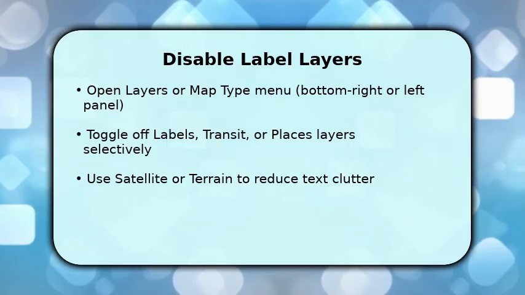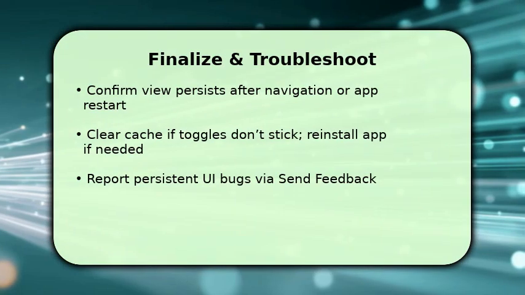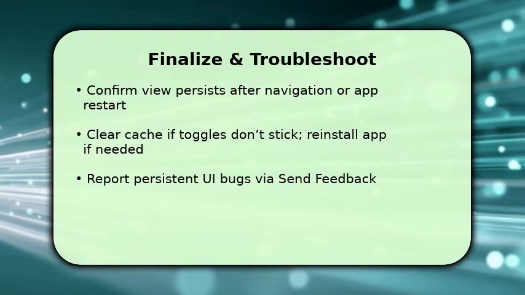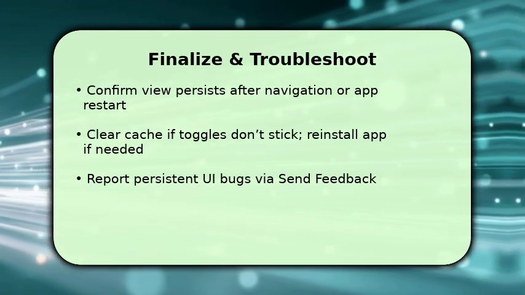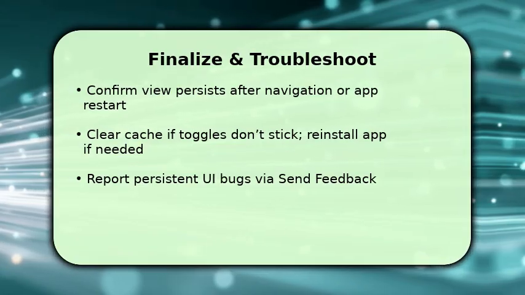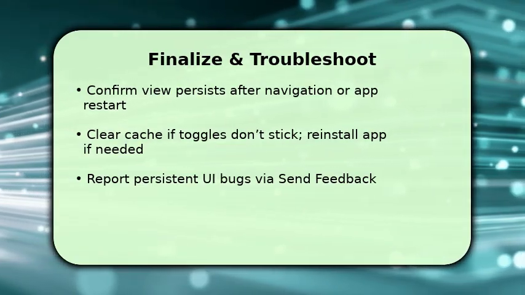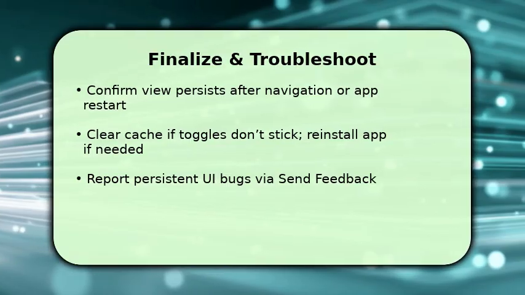You finish by navigating around and verifying labels remain hidden when you pan or zoom. Make sure settings persist after closing the app. If toggles don't stick, clear app cache or browser cache and try again. On mobile, reinstalling the app often fixes stubborn UI issues.